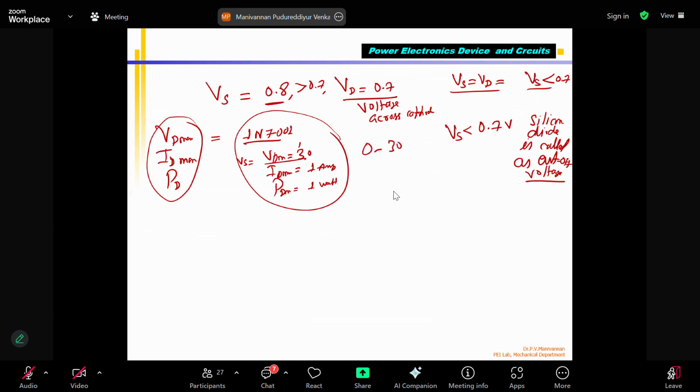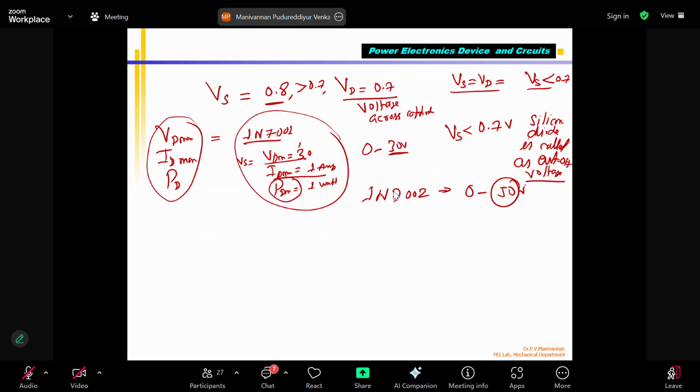The diode will conduct once my VS is greater than 0.7, 0.8, 1, 2, 3, 5, 6, up to 30. If you apply more than 30, the diode current will exceed ID max, then the diode will get overheated, more power will be dissipated across the diode, and it will burn, correct? So you should not apply more than 30 volts for the 1N7001 diode. For example, 1N7002 can go from 0 to 50 volts. Maximum you can apply like this.